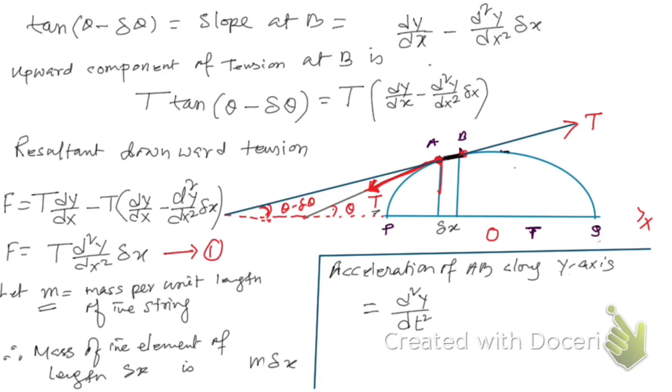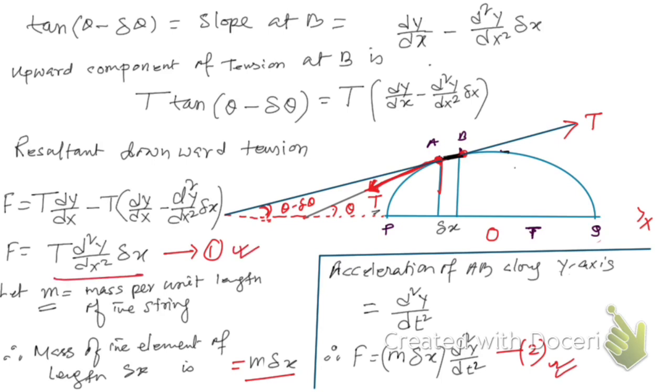If this is the acceleration, and we also have the mass, and we know that mass into acceleration is force, therefore the net force acting on that element will be given by m delta x into the second order derivative of y with respect to time t. So this is equation number 2, and from equations 1 and 2, this must be equal to this one.